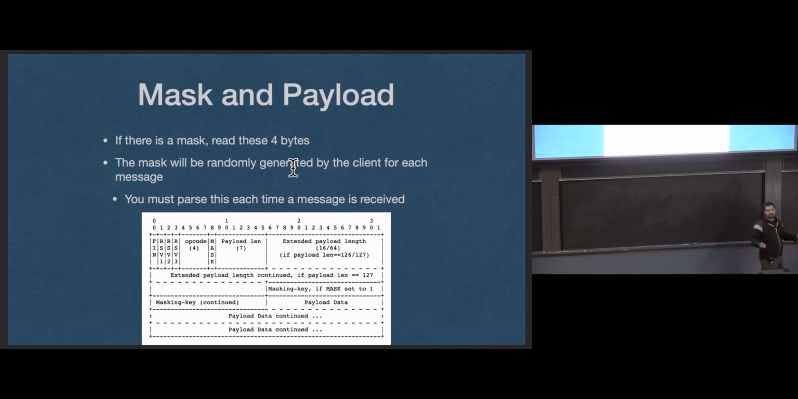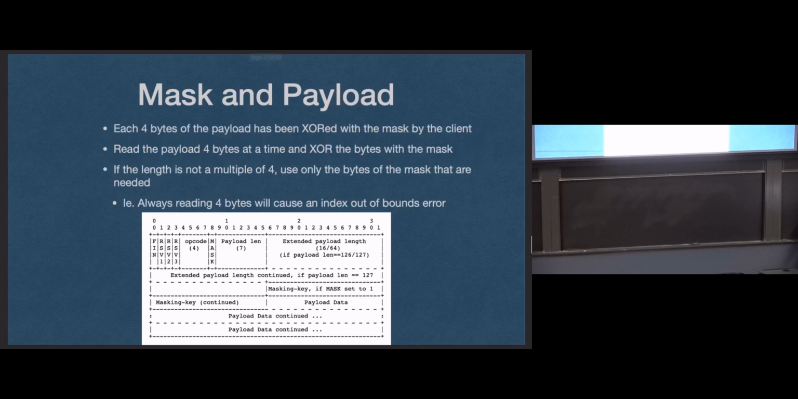So you have to read these, you have to parse these. There's no way of getting around reading this masking key. This has to be read every single time. These 4 bytes are going to be XORed with every 4 bytes of the payload. So the payload isn't just raw data. This isn't just your message, the message that's being sent. It's your message masked with the masking key.